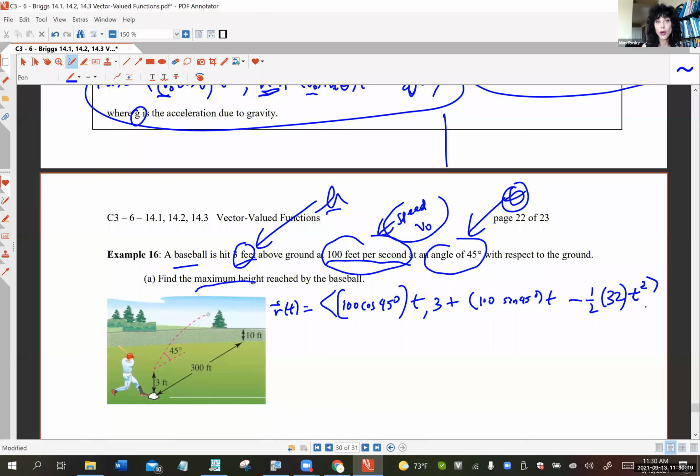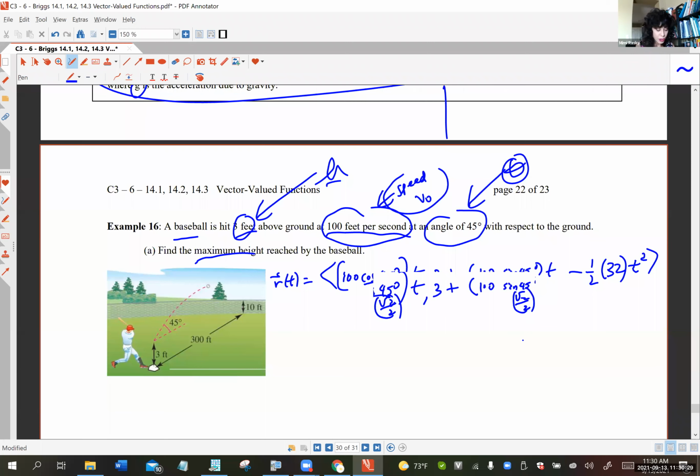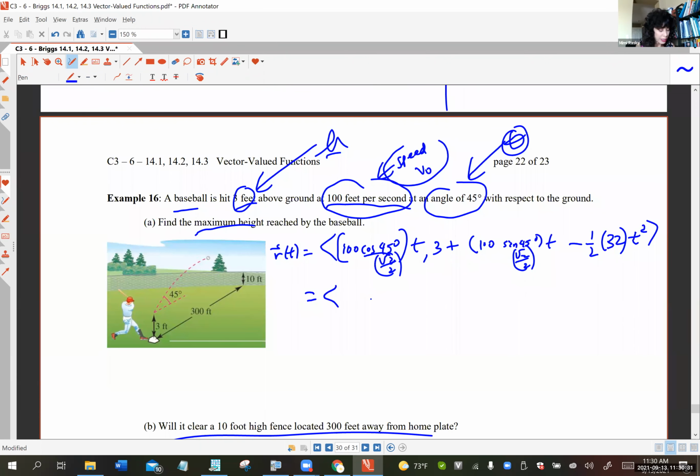Okay, so we start there. Now I'm going to clean this up just a little bit because I can. Cos of 45 is square root of 2 over 2. Sine of 45 is also square root of 2 over 2. So I'm going to do some reducing there because 100 divided by 2 is 50.